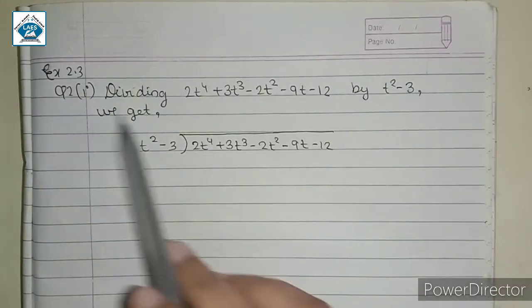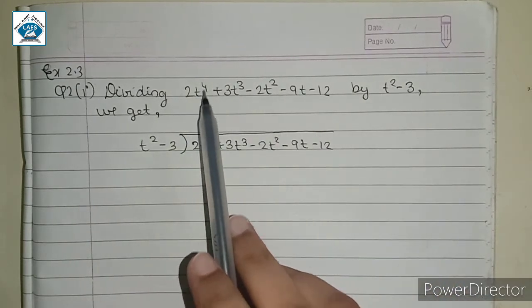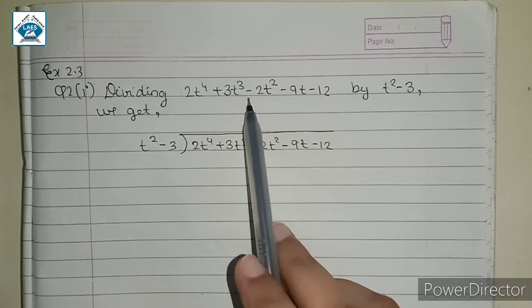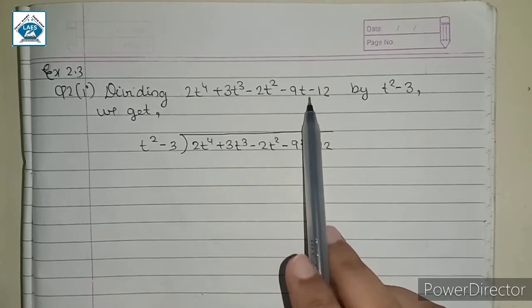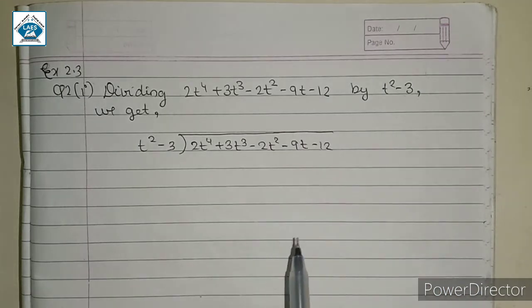In the first question we are given two polynomials and we will be dividing 2t raised to 4 plus 3t cube minus 2t square minus 9t minus 12 by t square minus 3. Before we start dividing, let us find out exactly what we mean by the term factor. When do we call a number a factor of a given number?